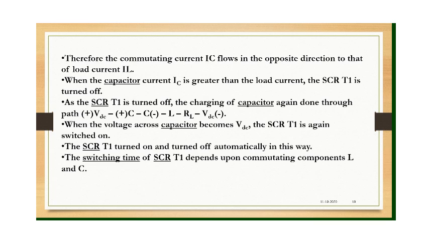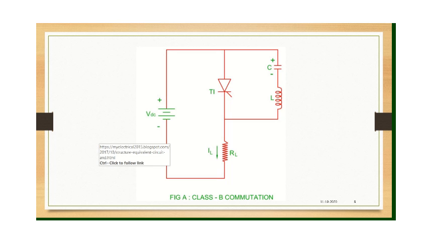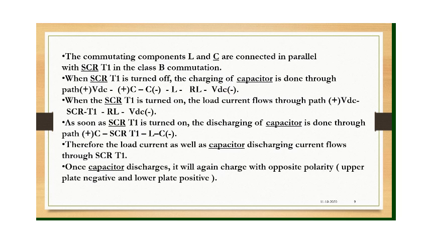Therefore, the commutating current IC flows in the opposite direction to that of the load current. So when this capacitor current is greater than the load current, the SCR will be turned off. As the SCR is turned off, the charging of the capacitor is again done through the same initial path, what we had there, this path. So that is how this class B commutation circuit is used to turn off the SCR.